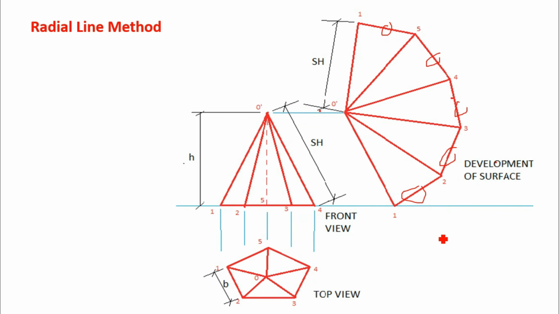For more clarity on how we solve a radial line method and a parallel line method, you can watch those videos. I have taken a number of objects, a number of solids, and we have developed them similarly. I have also explained how we develop a cut object, means a sectioned object, or we can say a truncated or frustum solid, with parallel line and radial line methods, in the coming videos. You can see them for more clarity.